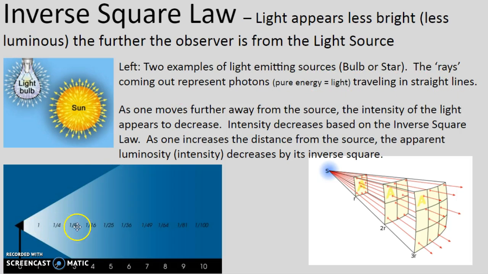But as one moves further from the source, the intensity of light appears to decrease. Intensity decreases based on the inverse square law. As one increases the distance from the source, the apparent luminosity, which is the value of intensity, decreases by its inverse square. So if I have a value at 1 meter of, let's just say, 1 watt per meter squared, if I'm twice as far, it's only going to have 1/4 the value at 1 meter.